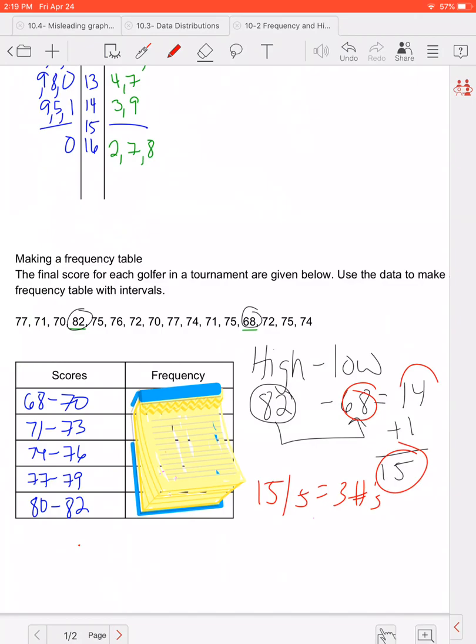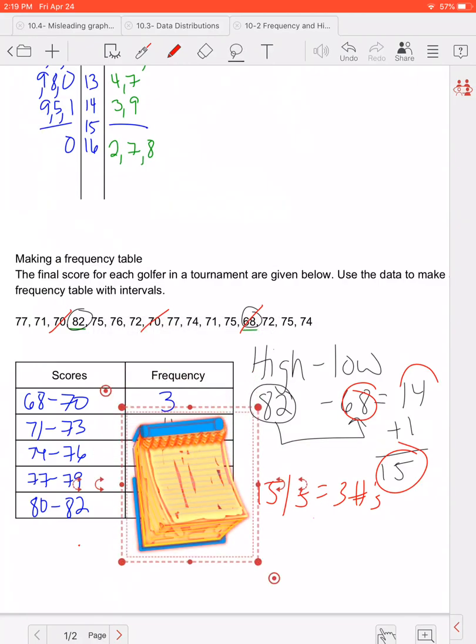So what I'm going to do here is find how many numbers I have between 68 and 70. So there is one 68, there's two 70s, and there's no 69. So there's 3 numbers in that interval. So what I'm going to do is put the number 3. And you could tally it if you want, but it's easier to just be like, oh, there's a 3.